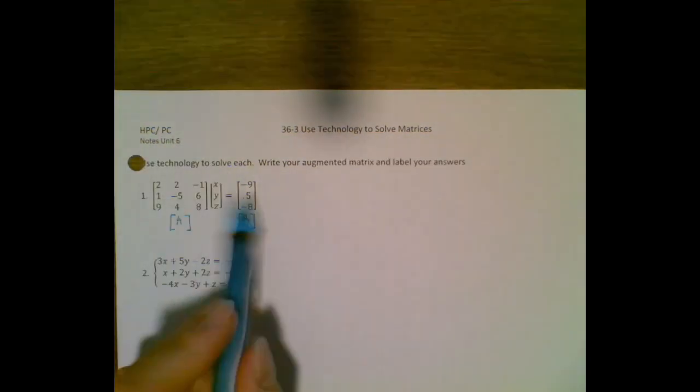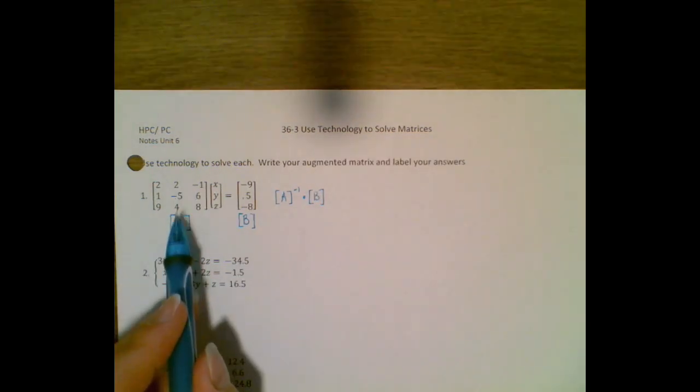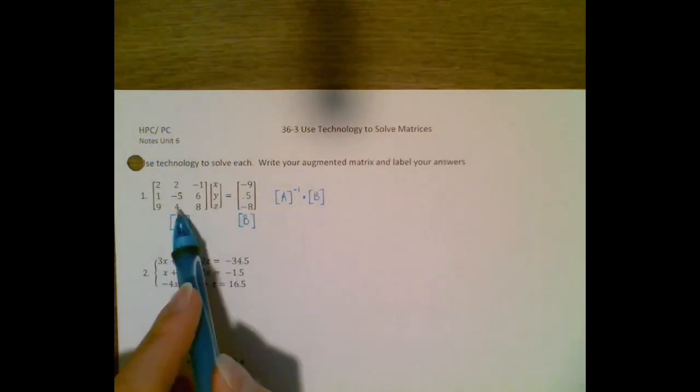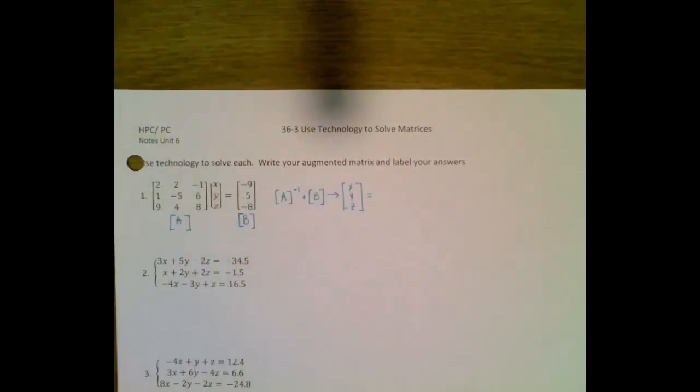Because in order to solve a system of equations using matrices, remember in the last unit we said we have to do the inverse of matrix A times the constant matrix. So it's the inverse of the coefficient matrix times the constant matrix, okay? And that will give us what X, Y, and Z are. Okay, so let's go ahead and type that in.